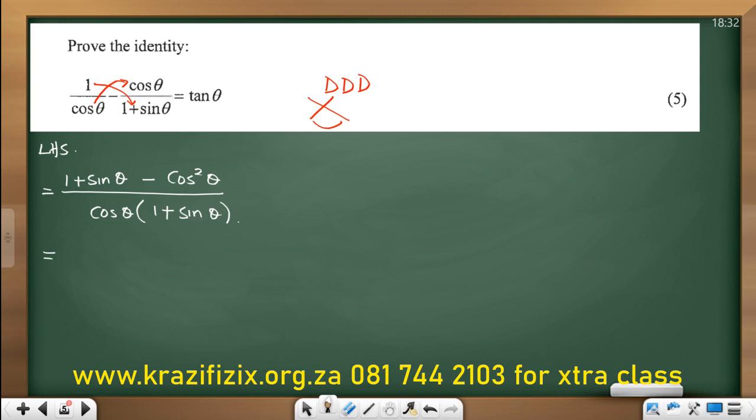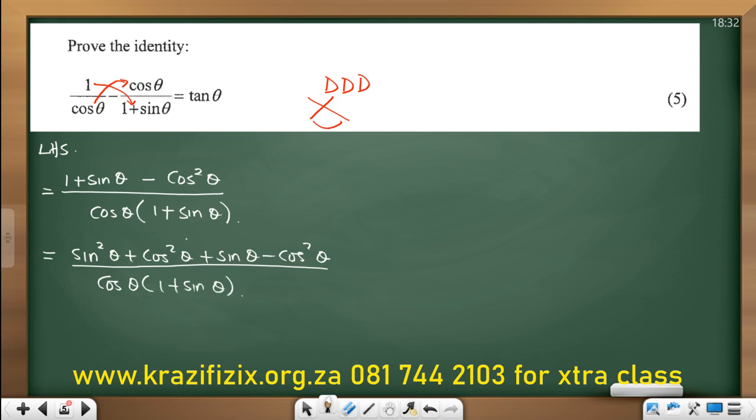Which identity can I get rid of? Look, if you like, you can get rid of 1. It could be easier. What is 1? Sine squared theta plus cos squared theta plus sine theta minus cos squared theta over cos theta times 1 plus sine theta. Now let's simplify. Do you see? Once you change the 1, things start falling out. Now, let me write this out. I told you it's all about being patient. Write it out neatly. I'm not even going to expand.